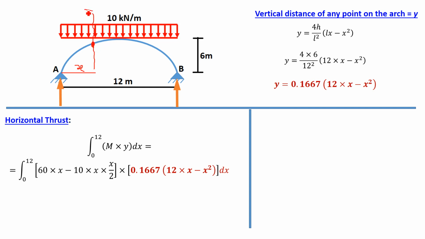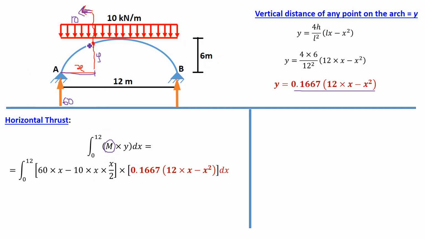If you consider the left portion of this section, we have this UDL, this reaction, that is 60 kilonewton. UDL intensity is 10, span of UDL is x, and this vertical distance is y, that is 0.1667 into 12x minus x square. Now what is the value of M here?